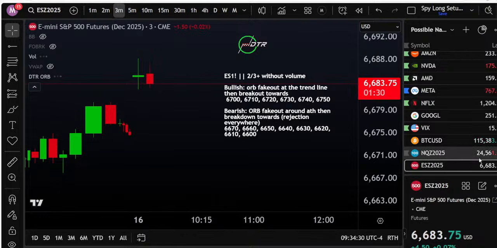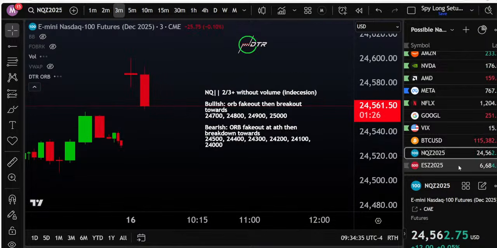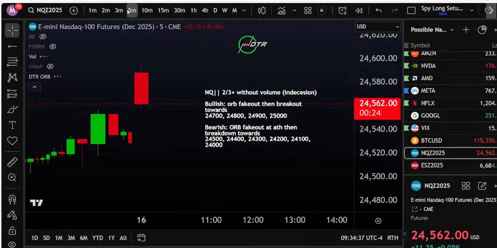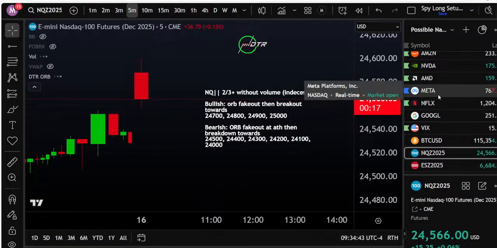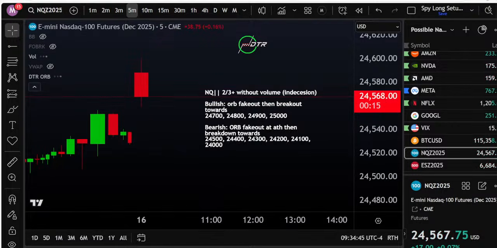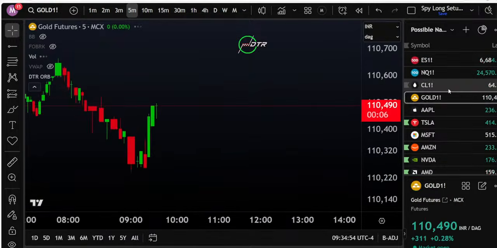Okay, so overreaction on NQ versus ES. Bigger sell-off on NQ. That 5-min opening range looks a little bit more reasonable. 40 points is a bit more what you'd expect from a range, I would say.